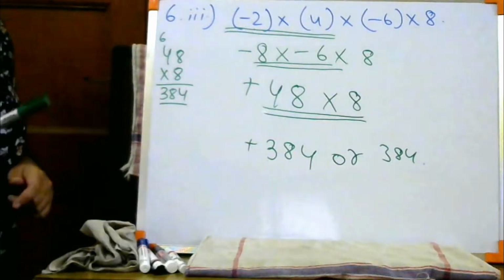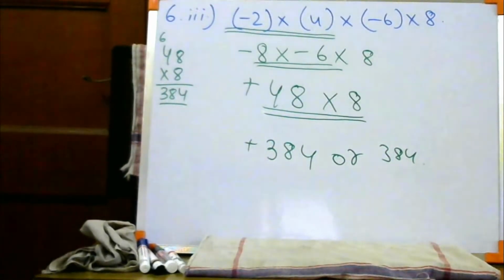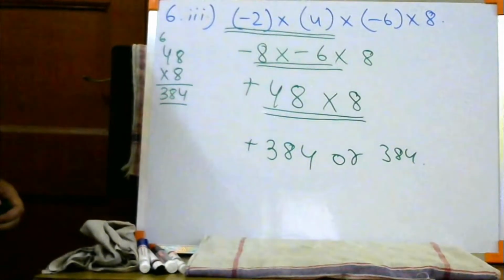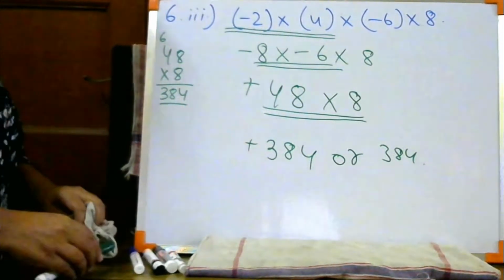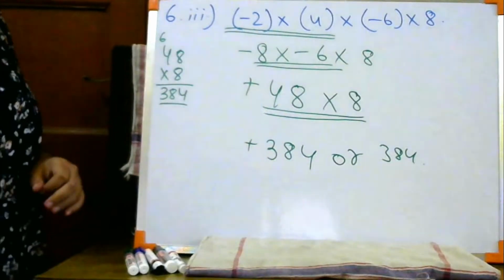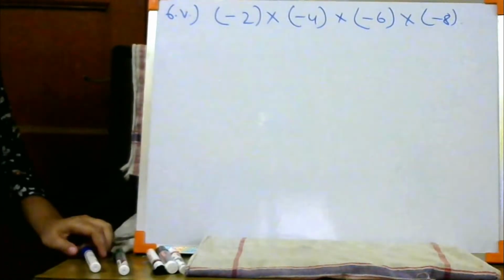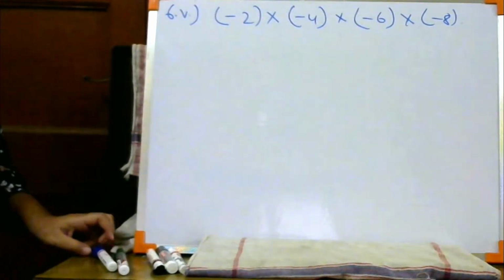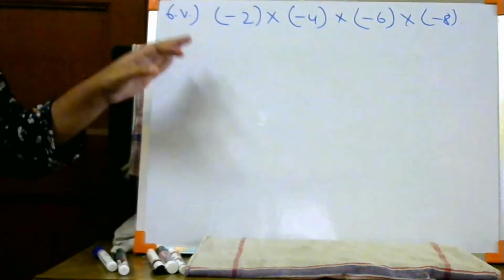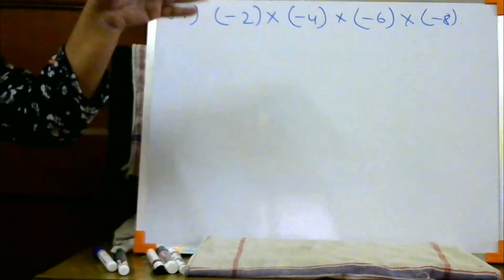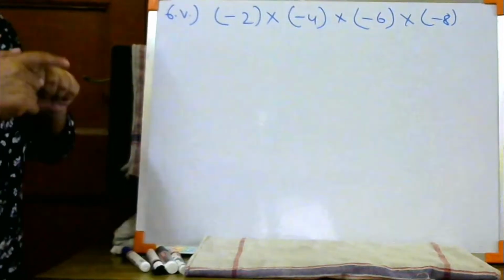So today's last sum is going to be 6 part 5. Today's last sum. Copy down that sum. 6 part 5. Okay, so I've copied the sum 6 part 5. Look into the sum. -2 into -4 into -6 into -8. सभी माइनस में है. So there is nothing to panic. Again we are going to do the same way.